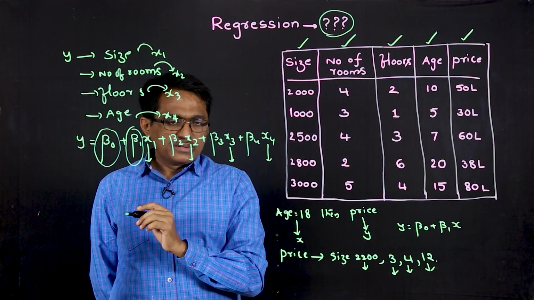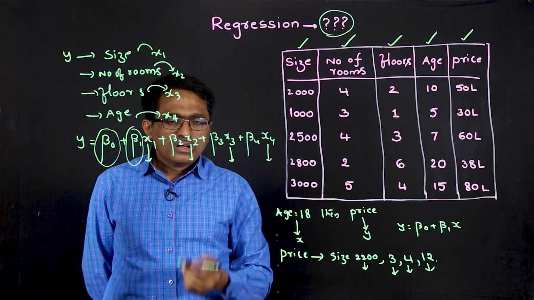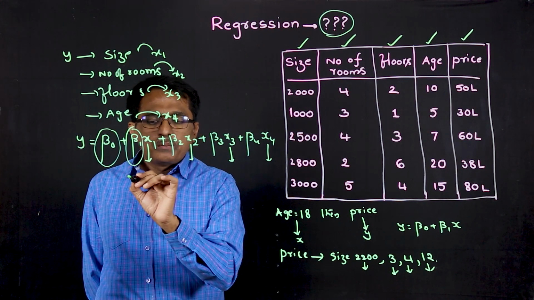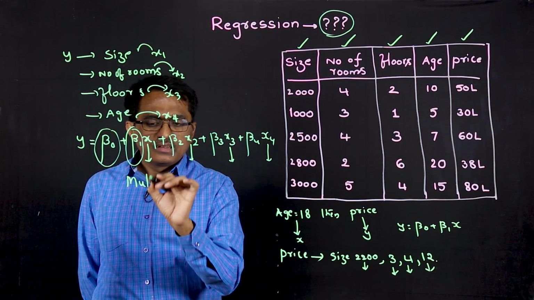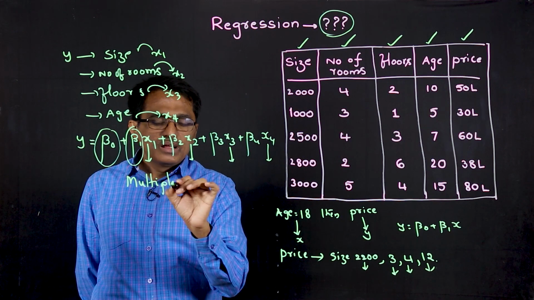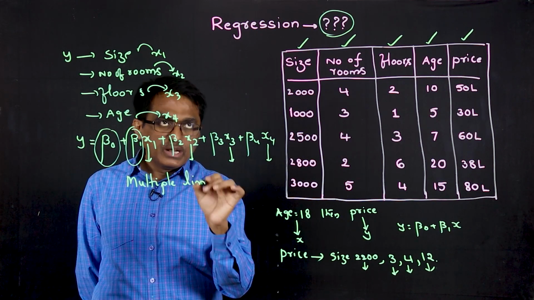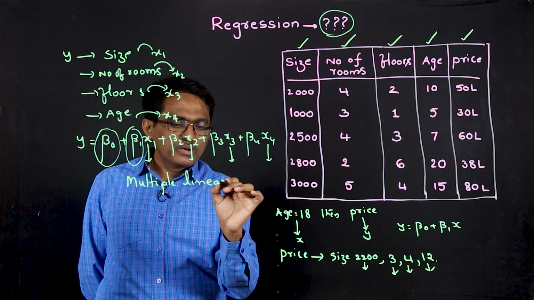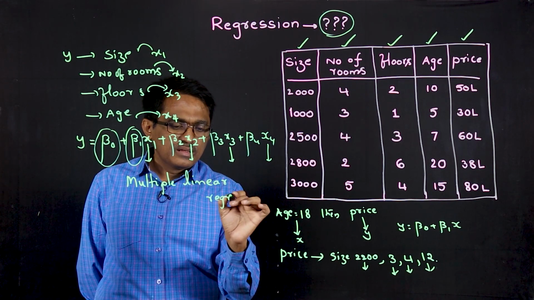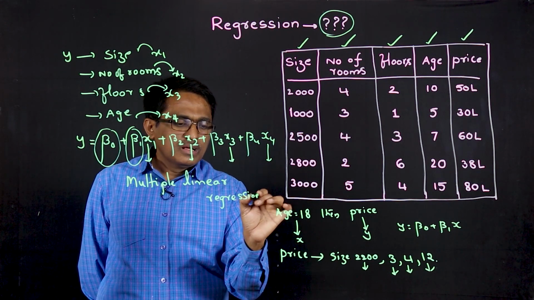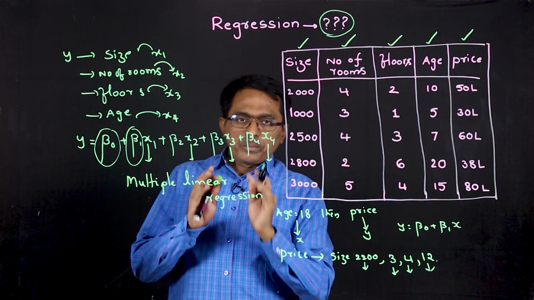So how to find it, and what is this concept called? This is called multiple linear regression. Right? That means multiple independent variables are allowed, multiple linear regression. Right? That means the discussion we had earlier is the base.